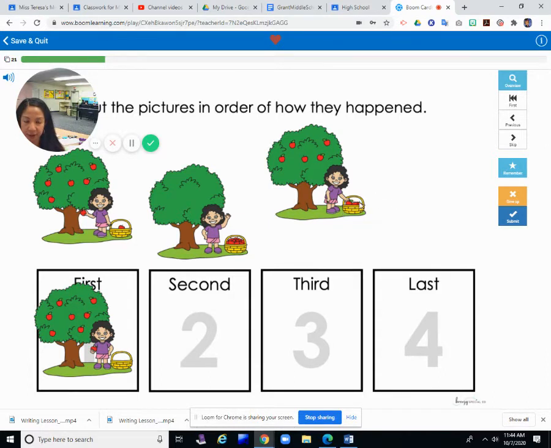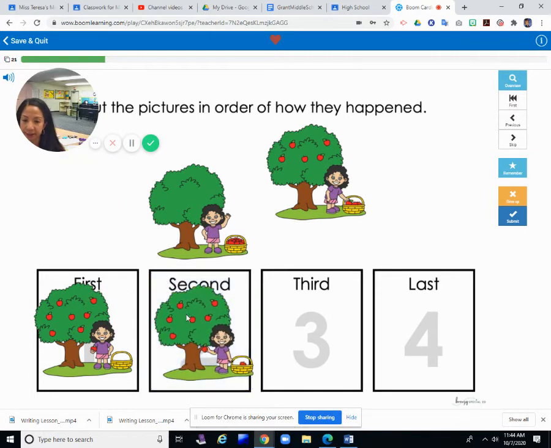What's next? What do you think comes next? She has a lot of apples in her basket and some on the tree. All of the apples in the basket and none on the tree. Or one in her basket and she's about to put in another one. I think maybe this one goes second.